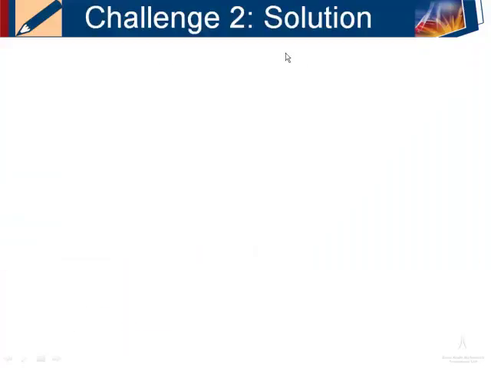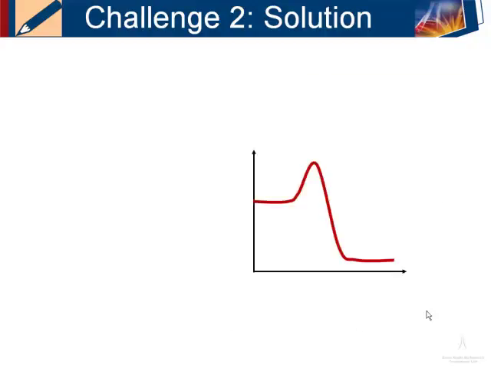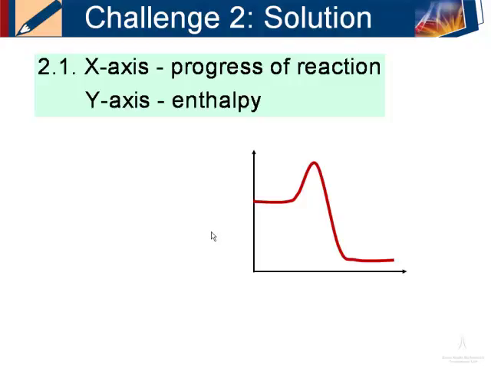Well, let's have a look at the solution to check if you are correct. Again, we must have our graph before we go. First question was to label the axis. Well, on the x-axis you plot the progress of the reaction, on the y-axis the enthalpy. Second question was to tell about the energy of the products versus that of the reactants. If you look at the shape of this graph, you can clearly see that the energy of the products is less than that of the reactants.